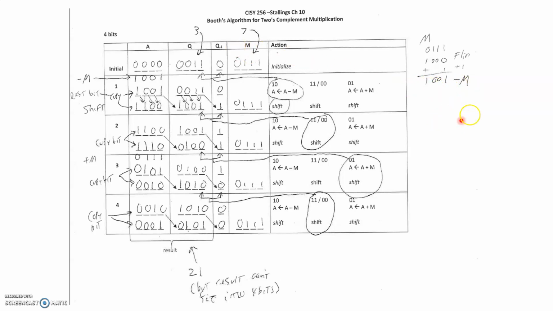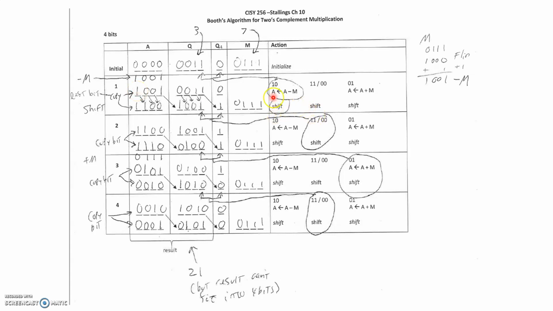For any doubting Thomases, if you were to take 0, 1, 1, 1 and add to it 1, 0, 0, 1, you would end up with 4 zeros, 0, 0, 0, 0. So for subtracting M, here is the minus M that's being added to A. 0 and 1 is 1, 0 and 0 is 0, 0 and 0 is 0, and 0 and 1 is 1.